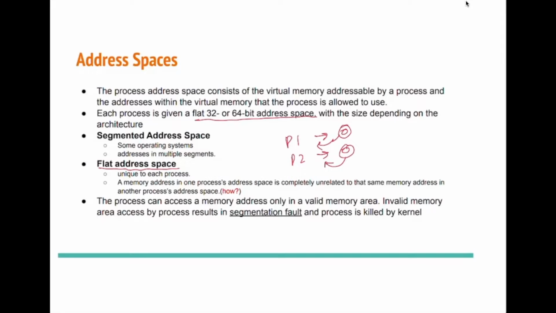As we know, address space defines an address area where a process can execute. Whenever we try to access an address outside of that area, the kernel gives a segmentation fault and that process is killed by the kernel.